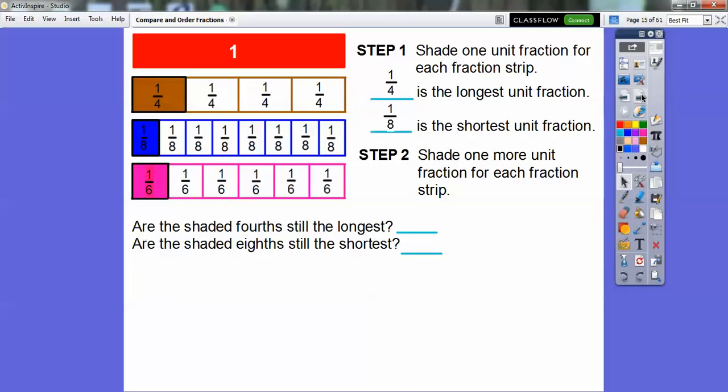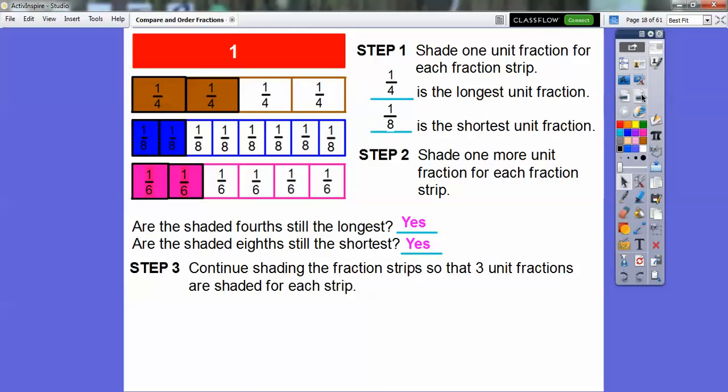So let's shade one more unit fraction strip for each fraction. Okay, so let's go ahead and do that. So now we have two of them shaded. So here's 2/4, here's 2/8, and here's 2/6 right here. Are the shaded fourths still the longest? Yep, they go out the farthest. And are the shaded eighths still the shortest? Definitely. So those are both yeses on those.